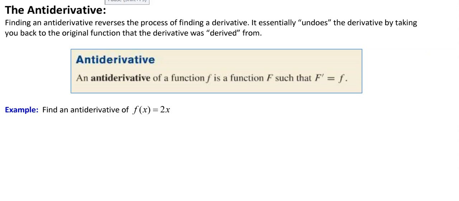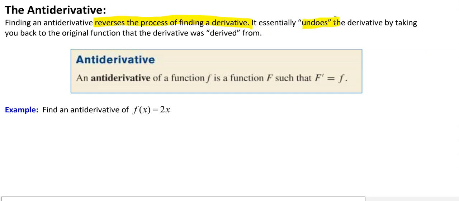In this video, I'm going to be introducing the concept of the antiderivative and the process called indefinite integration. In this course, we've learned how to find the derivative if we're given a function. Sometimes what we want to do, however, is, if we're given the derivative, find the function that it came from. Therefore, what we're really doing when we find this antiderivative is reversing the process of finding a derivative. In other words, we're undoing the derivative.